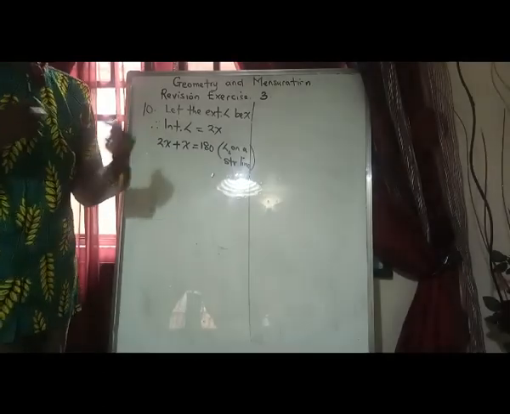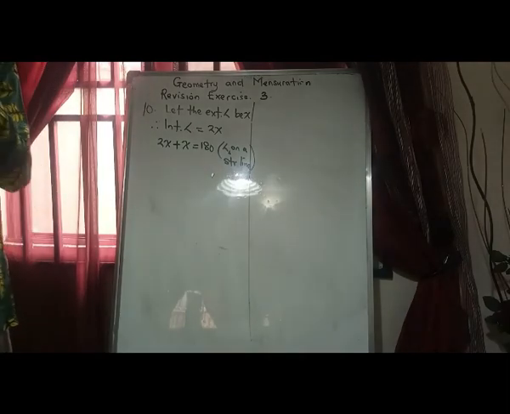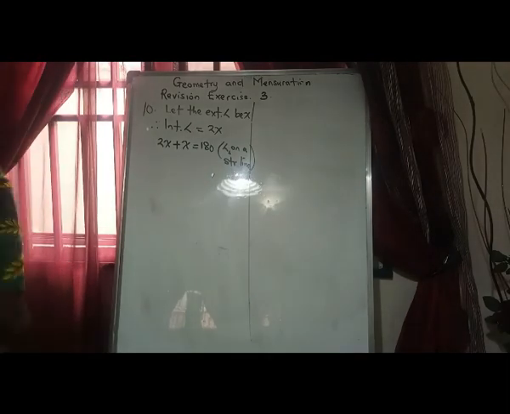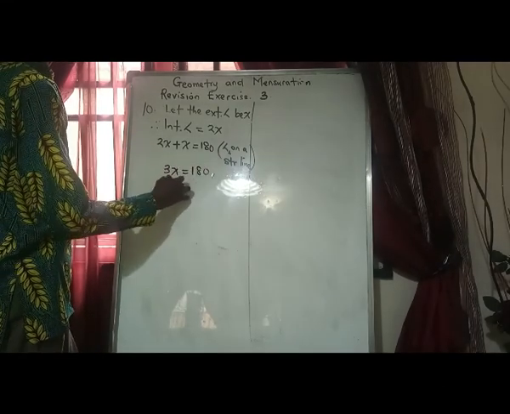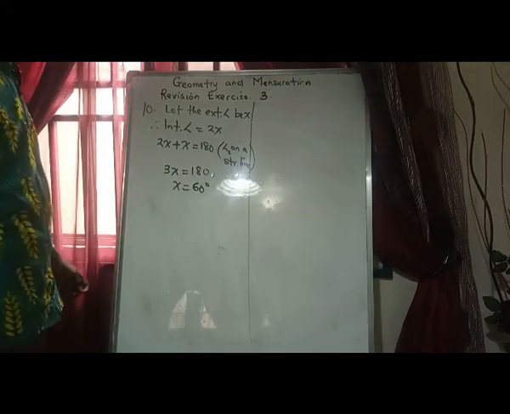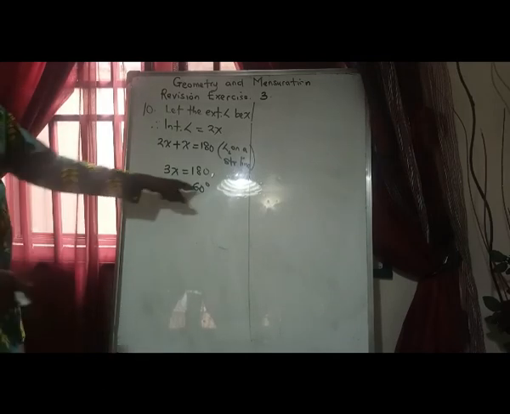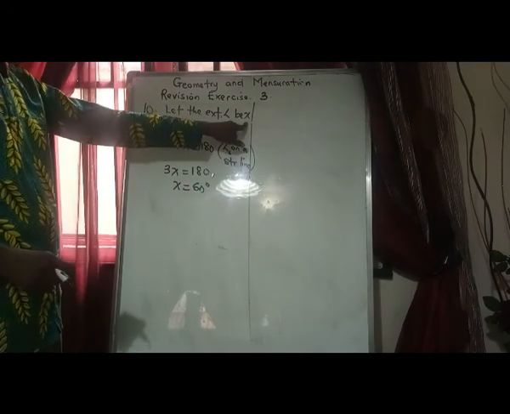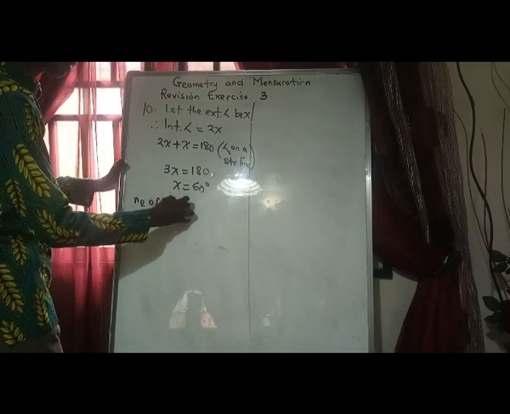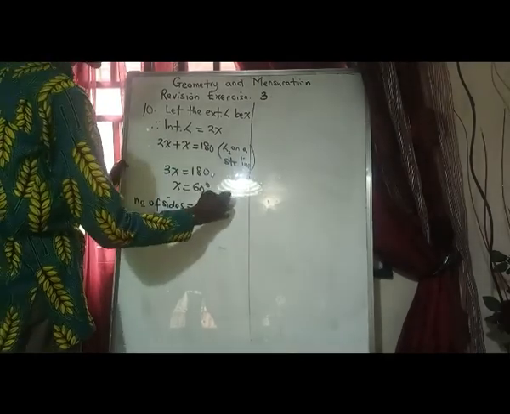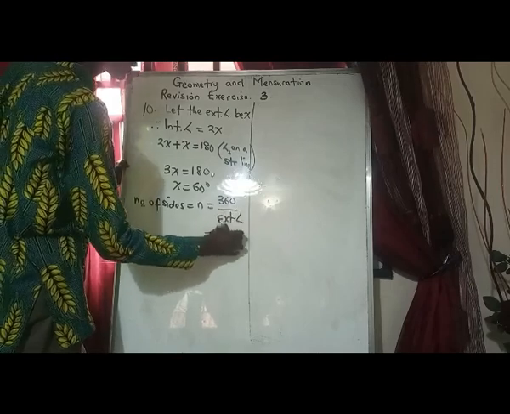We have said, now this is the property they are testing, that at a point on the polygon, the interior angle plus the exterior angle must give you 180 degrees. So with that, you have that 3x will be equal to 180 and x will simply be 60 degrees. So if x is equal to 60 degrees, you are told to find the number of sides. Now this x equal to 60 degrees is the exterior angle. So number of sides, which is equal to n, will simply be 360 divided by the exterior angle. So that will be 360 divided by 60.